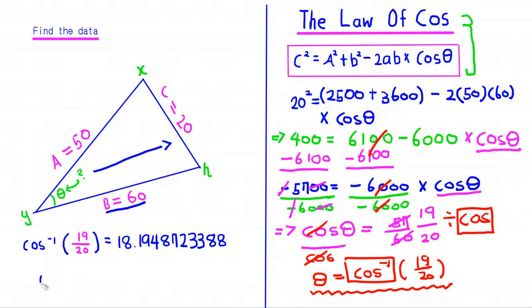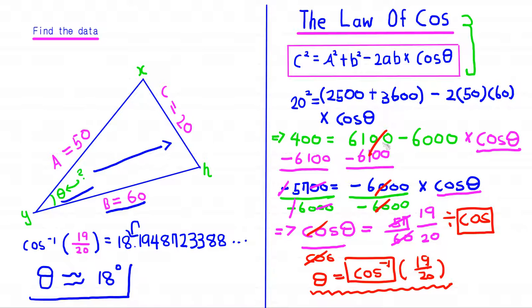We can finally figure out that theta right over here is approximately, because we need to round this answer, it goes on and on, so let's just round to the nearest degree. It's going to be equal to just 18 degrees. We have figured out that theta is approximately 18 degrees right over here.